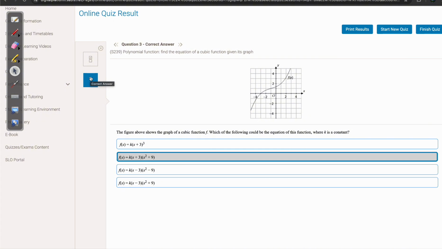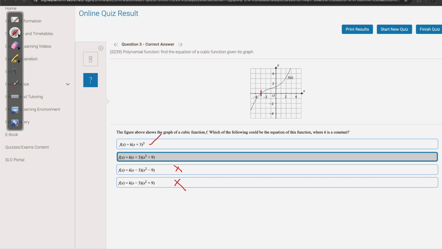The figure above shows the graph of a cubic function f. Which of the following could be the equation of this function where k is a constant? First, let's find the point where it intersects the x-axis, which is at negative 3. So that means all of the equations that we should have left should have x plus 3, with no other roots. So x minus 3 here, no. X minus 3 here, no. So now we have these two left.